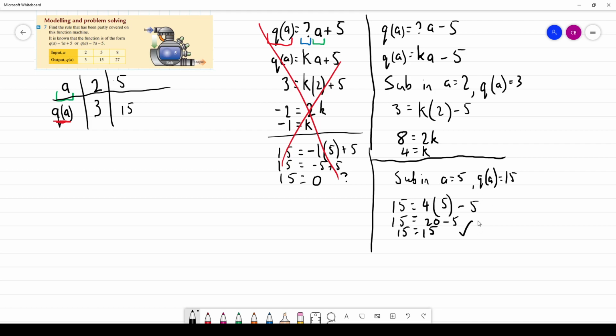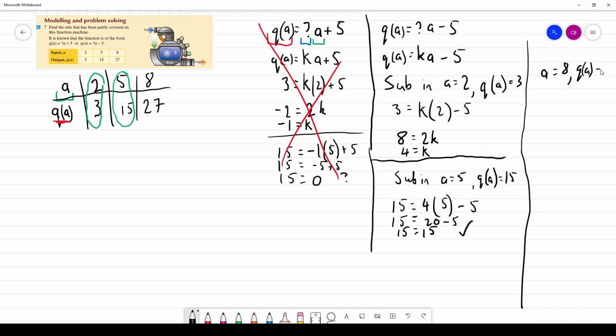But we've only checked if it satisfies 2 pieces of information. This 2, 3, and this 5, 15. We've still got one set of information. We've got 8 and 27. If we stopped here, and maybe this question's really tricky, that 8 and 27 might not work. So we have to test it. We've got to check it out. So I'll just squeeze it in over here. So a is going to be 8. Q(a) is going to be 27. So let's sub those in.